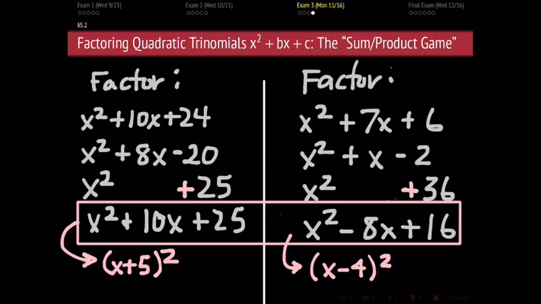The sum and product game will get you through them, as long as, in these examples where you're missing a middle term, you just put in a plus 0x to remind yourself. And as long as your mind is open enough to realize that your two factors could be the exact same thing in the examples of factoring a perfect square.